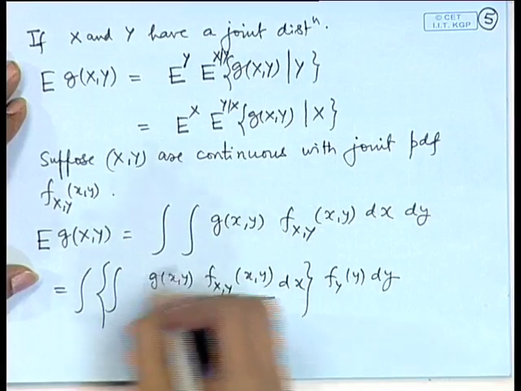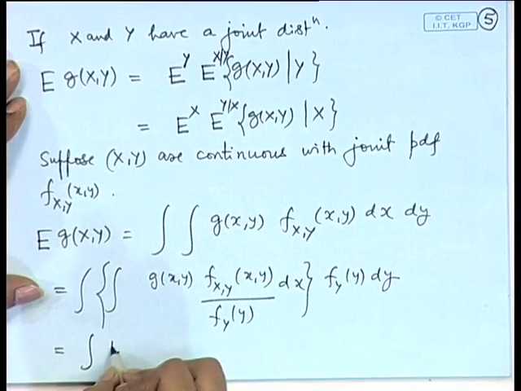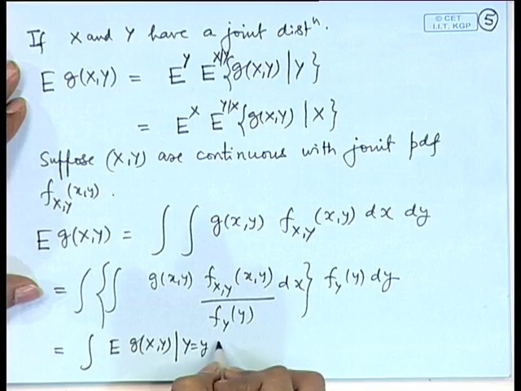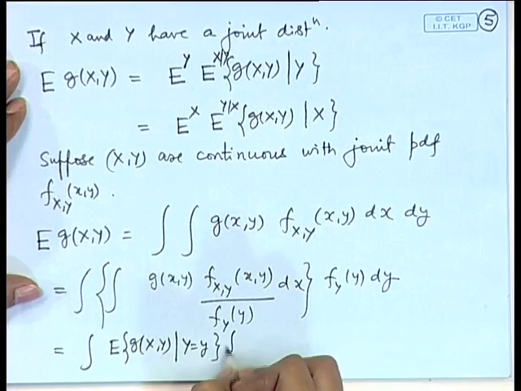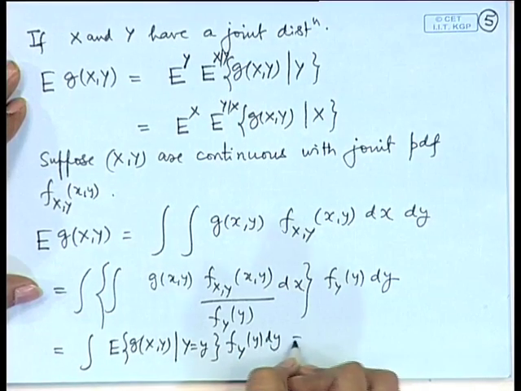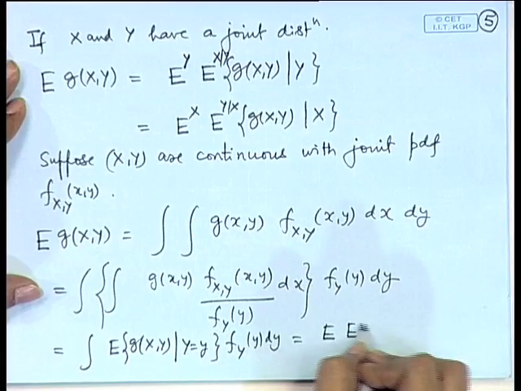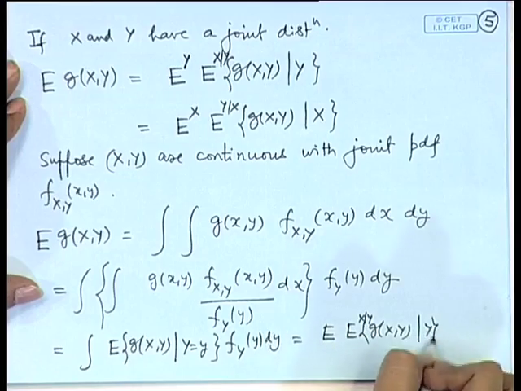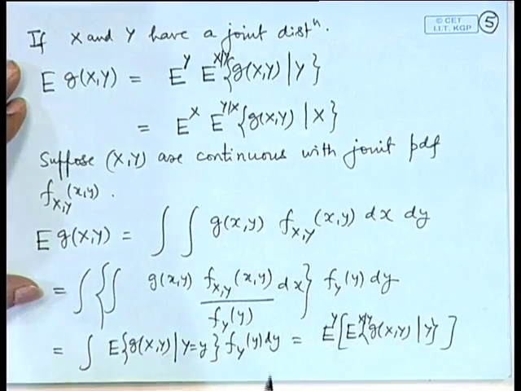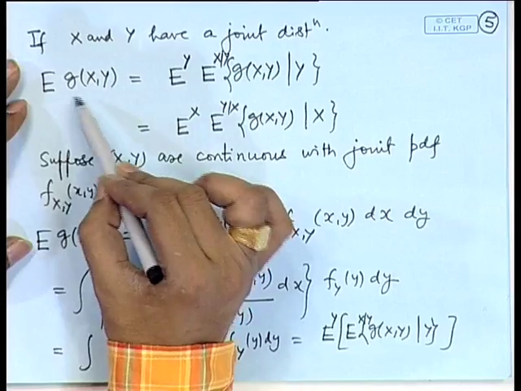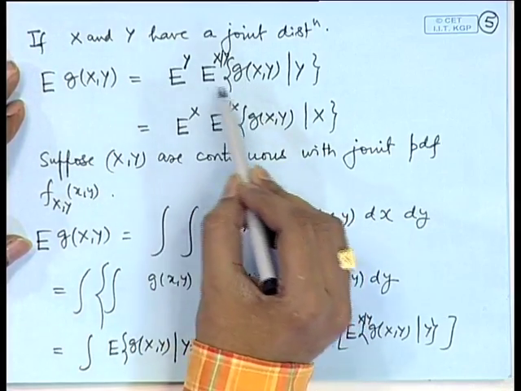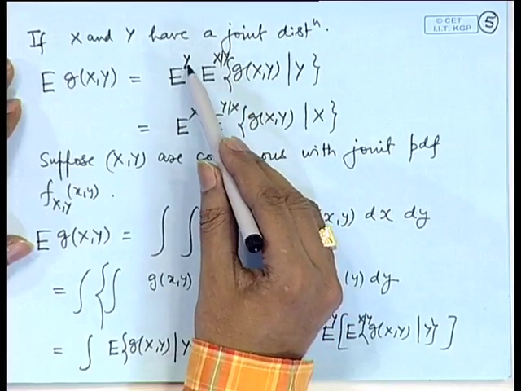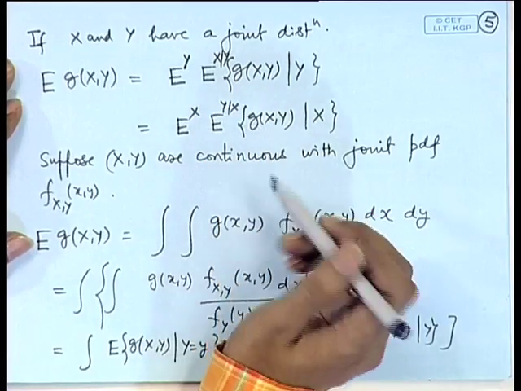So, this inner quantity is nothing but the expectation of g x y given y is equal to y, multiplied by the density of y, which is nothing but expectation of expectation g x y given y. That means, the joint expectations can be calculated in stages, firstly with respect to a conditional distribution and then with respect to a marginal distribution in either order.